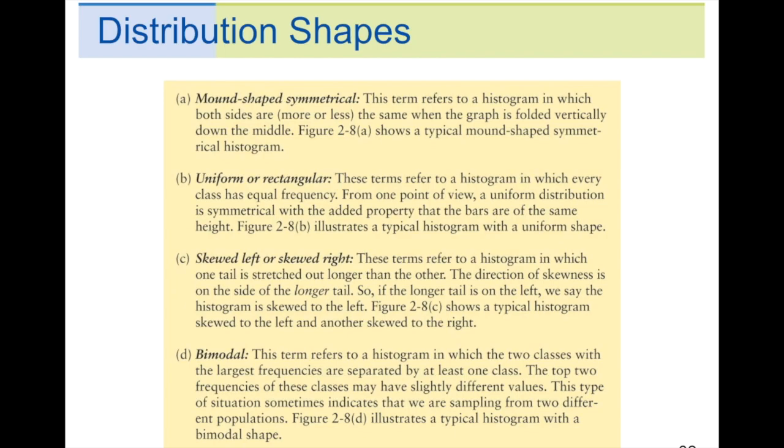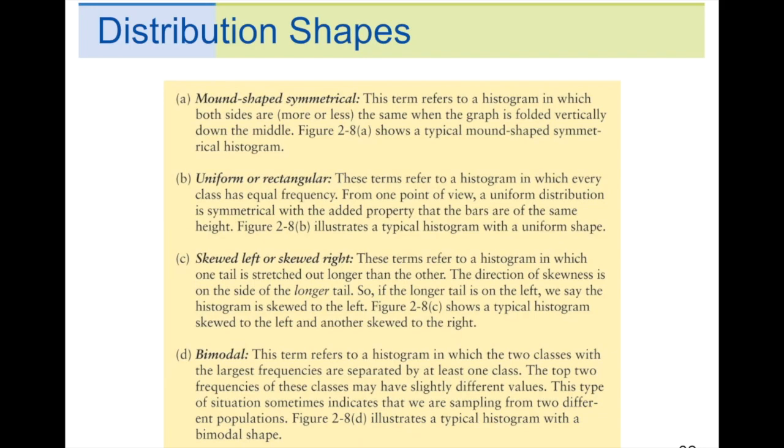So, first we have mound-shaped symmetrical. Those are essentially, they make an upside-down U. Sometimes they're known as a bell curve. So those are pretty much symmetrical. If you were to put a line down the middle and reflect it over on top of itself, it would be the same. It's the same on both the left and the right.